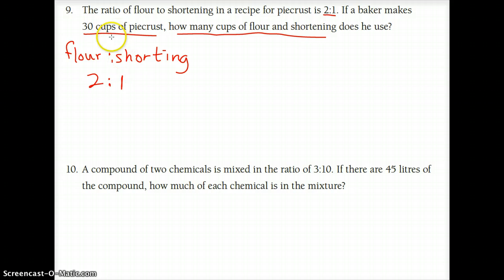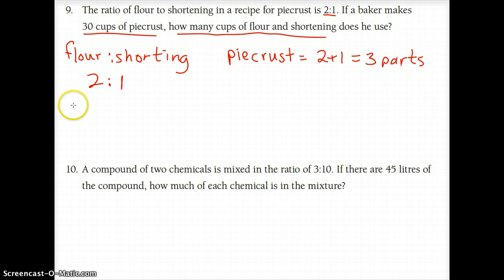But then we're told a specific amount of pie crust and asked to determine how much flour and how much shortening. So we need to know how many parts the pie crust represents. Okay? So pie crust equals the amount of flour plus the amount of shortening. So we've got 2 parts flour, 1 part shortening. So we have 3 parts our pie crust.